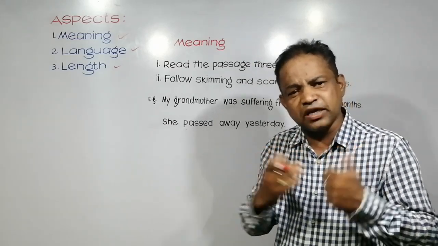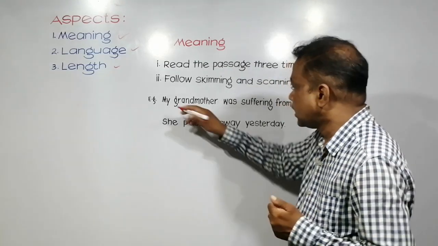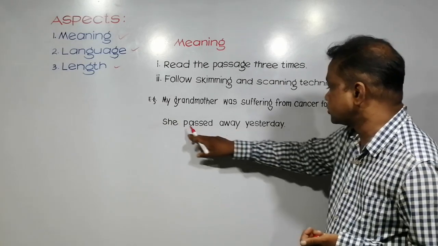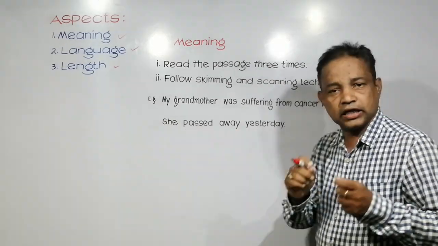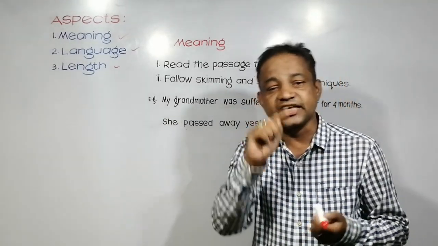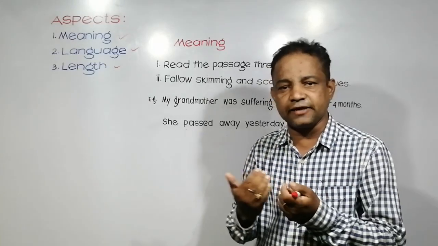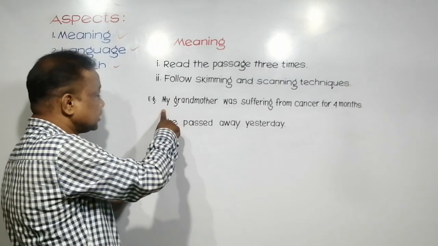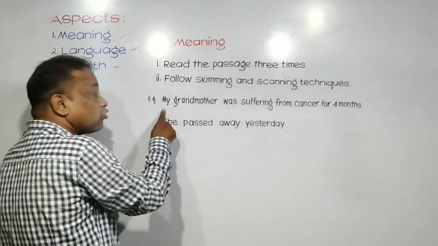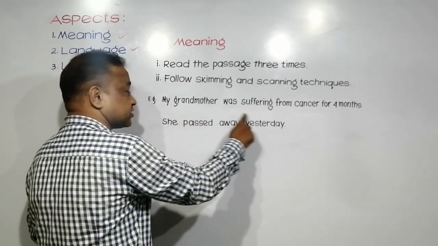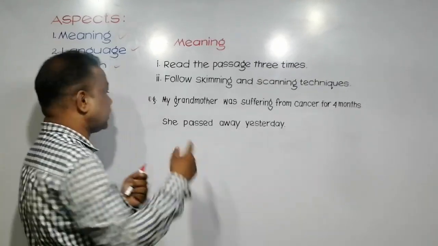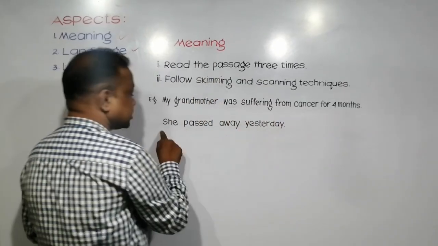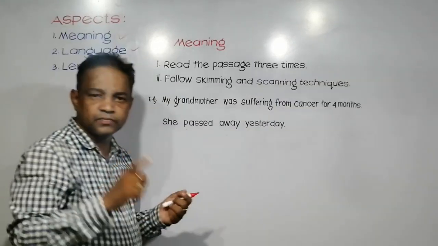Sometimes we also guess meanings. For example, my grandmother was suffering from cancer for months. She passed away yesterday. Now I would like to teach you a reading technique, how to read speedily. Listen, you have to put your finger here. This one is known as finger technique. You have to put your finger here and look forward and move your finger very fast. Then you can read speedily. My grandmother was suffering from cancer for 4 months. She passed away yesterday. Right.